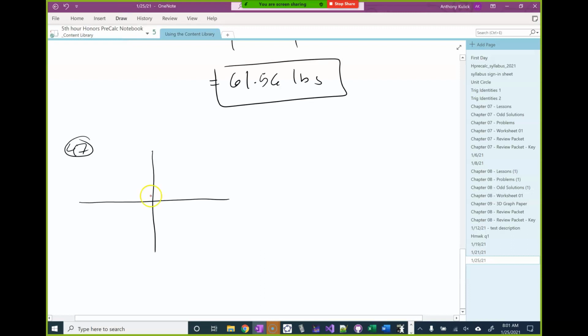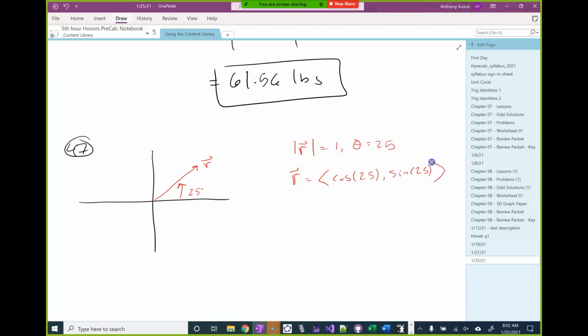So here's my 25 degree ramp. Again, I'll use its magnitude to be 1, so I can say that. And then my other vector is like there, where that's 38. It says 120 pounds of force being pulled. So my crate vector is 120 cosine 38, 120 sine 38.